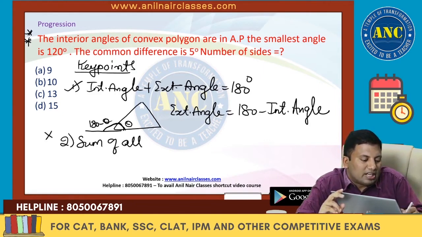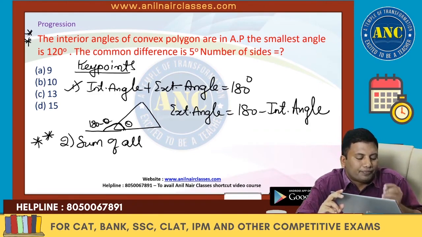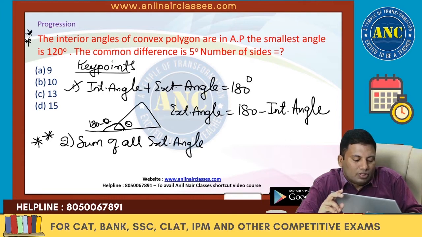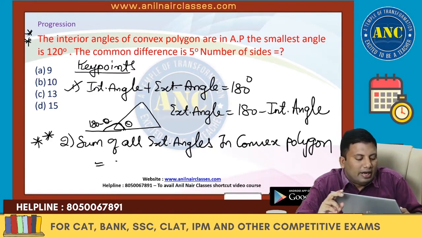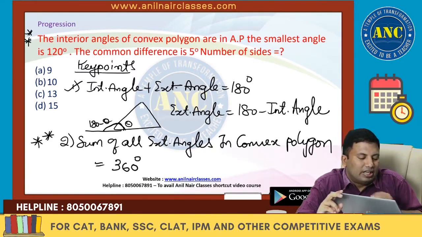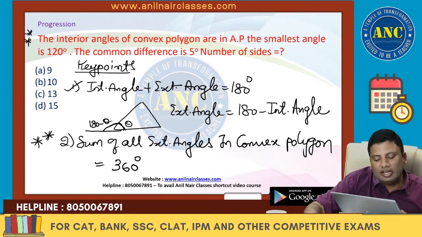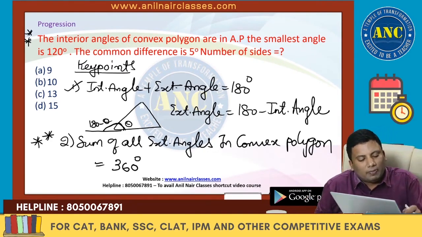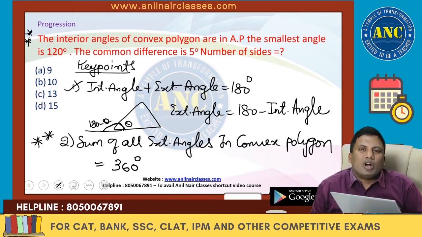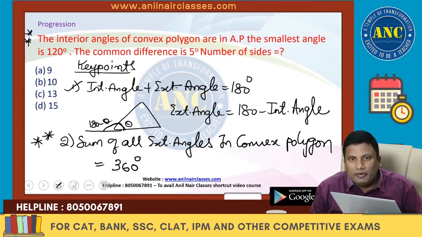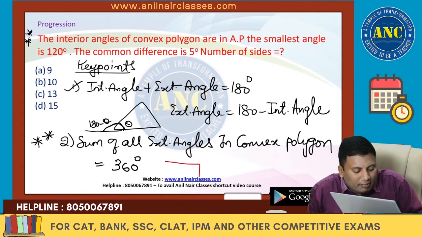This point is extremely important. Sum of all exterior angles in a convex polygon, it is always 360 degrees. In the geometry polygon class I will prove it, but right now I will prove it by diagrams.